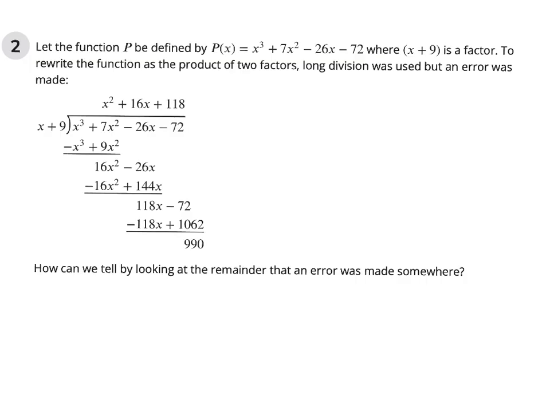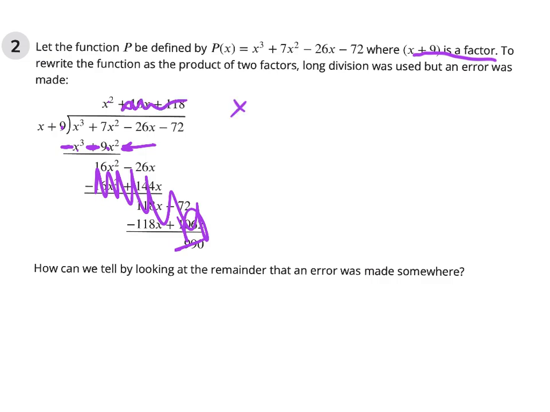Okay, looking at this problem, we have to figure out if x plus 9 is a factor. If it says x plus 9 is a factor, the answer should be 0. So something is wrong here. Where did the person go wrong? All right, x squared times x is x cubed. X squared times 9 is 9x squared. Then you change both signs. This is where the mistake is, right there. So that means everything after this is wrong.